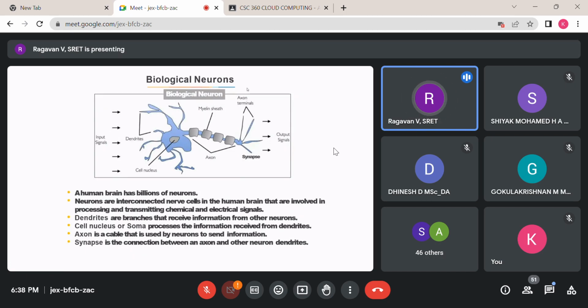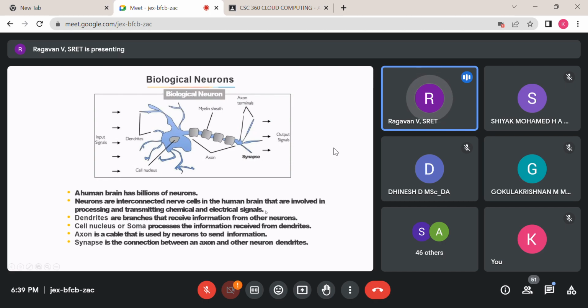So this is the basic biological neuron. The input signals are sent to the dendrites. These dendrites receive the information and pass it to the cell nucleus. The cell nucleus processes the information, and this processed information is transmitted through the axon pipe. The synapses collect the information from the axon pipe and send it to the nerve cells, or you know, your hand, your leg, your eye.